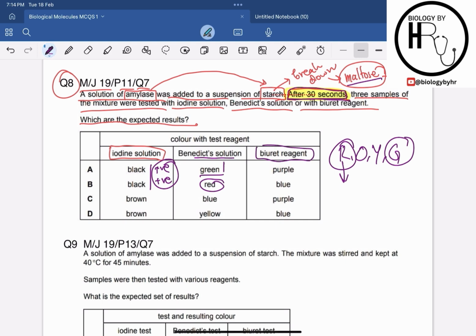Biuret reagent indicates the presence of protein in a solution, right? And if it turns into purple color, and we know that amylase is an enzyme, and an enzyme is a protein in nature, right? So the Biuret test will give the purple color. So hence the correct answer for this MCQ would be option A.